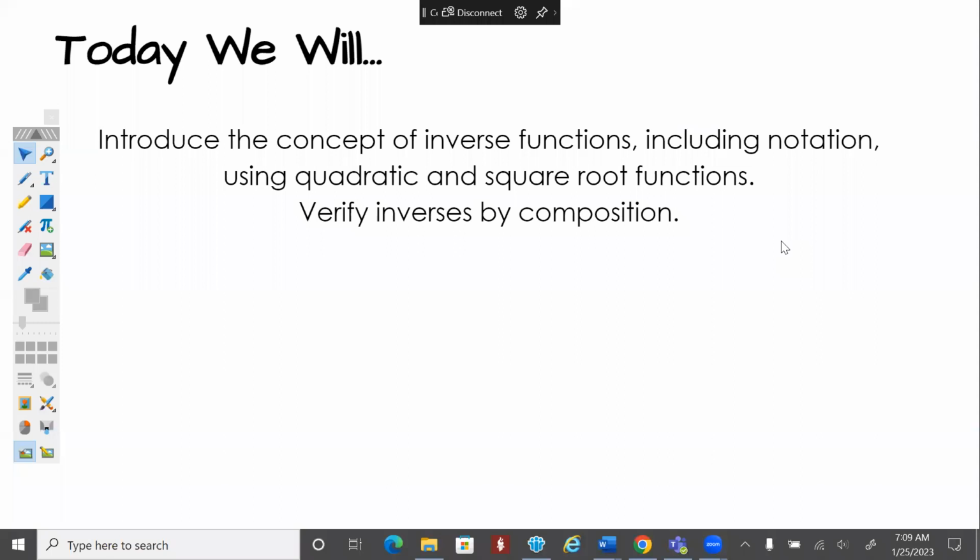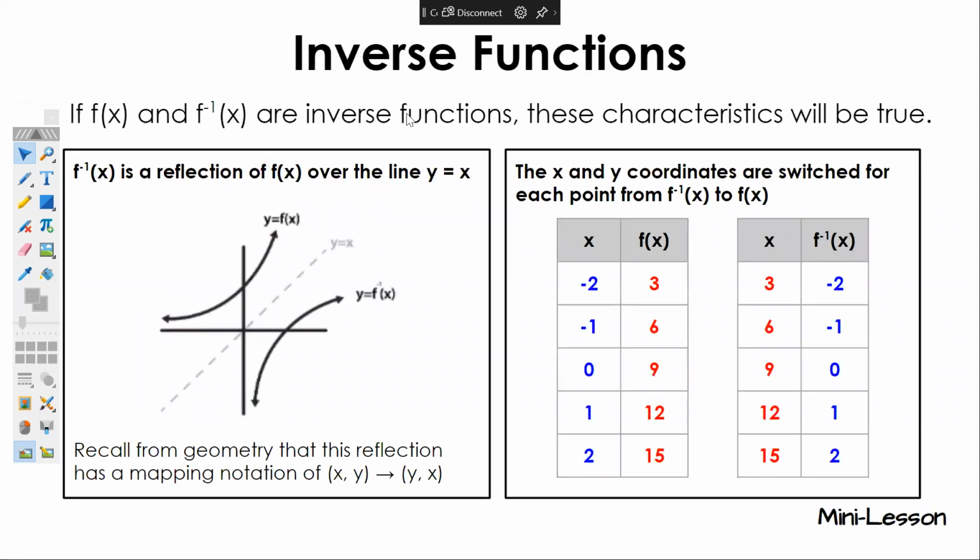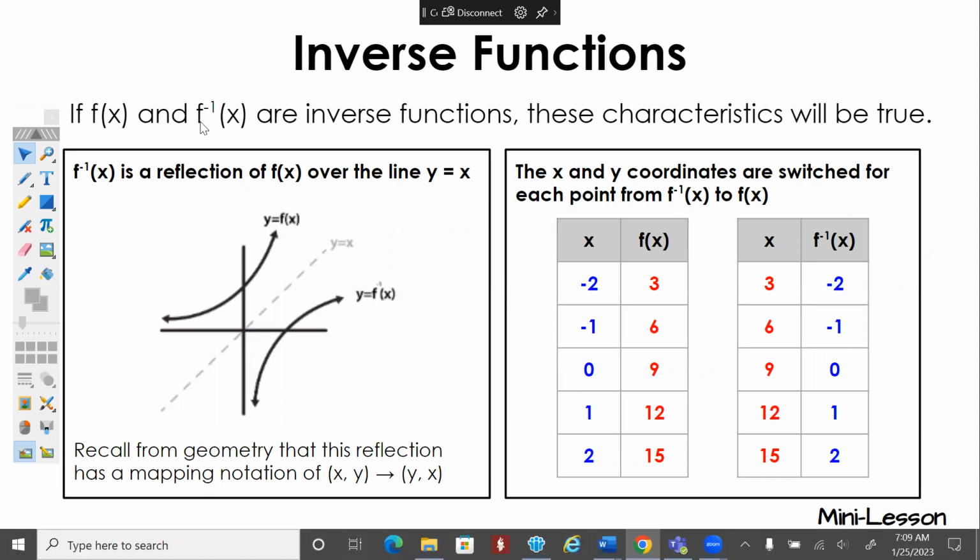All right, ready? Today we're going to talk about inverse functions, including notation using quadratic and square root functions, and verify that inverses are by composition. If f of x, and this is the notation that we use for inverse, you see there's a little -1 up at the top. This is the inverse of f of x. If they're inverse functions, these characteristics will be true.